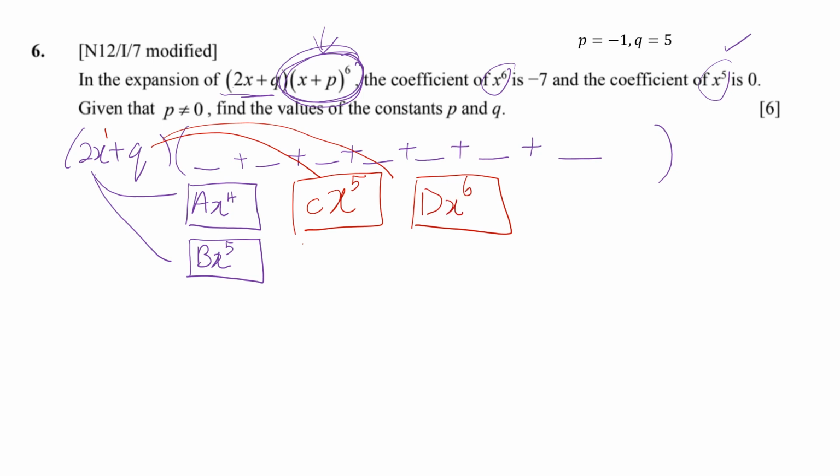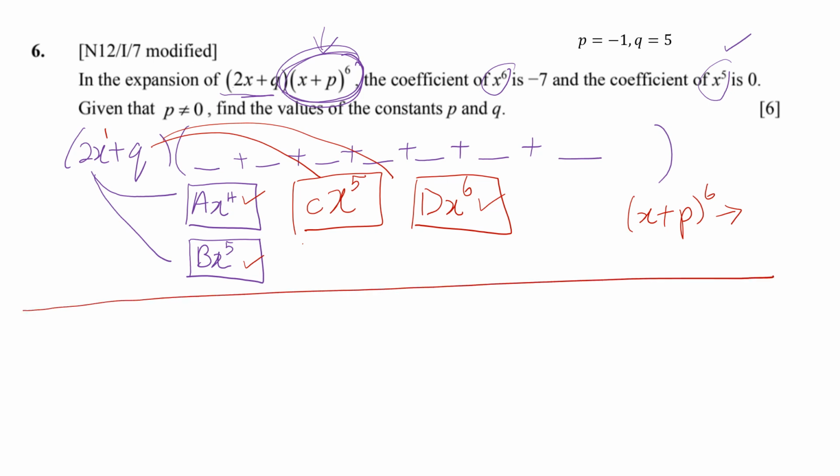So basically, what is required of us to find from (x plus p) to the power of 6 are just your x^4 term, your x^5 term, and your x^6 term. Okay, you just need these 3 terms. So you don't really have to expand everything out. We just need to know these 3 terms. All right, so let's find x to the power of 4 first. So we can use the specific term formula.